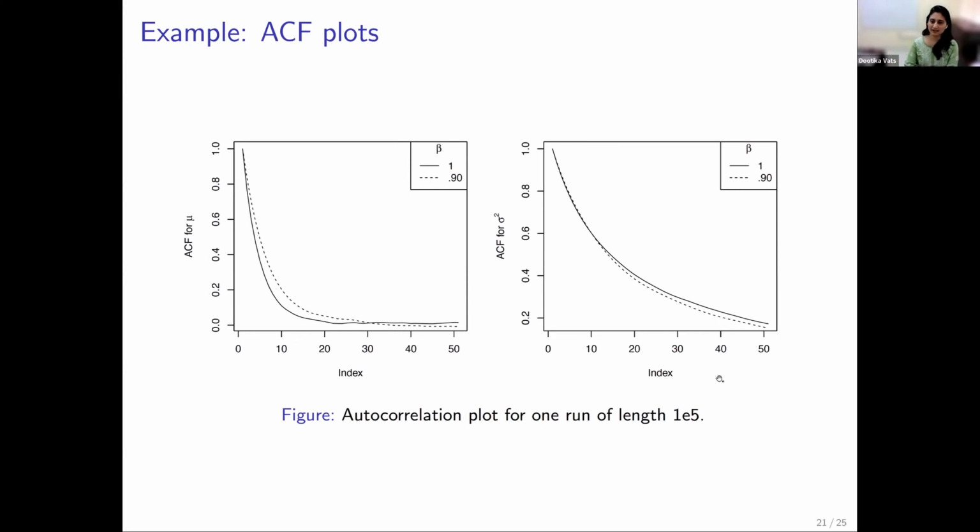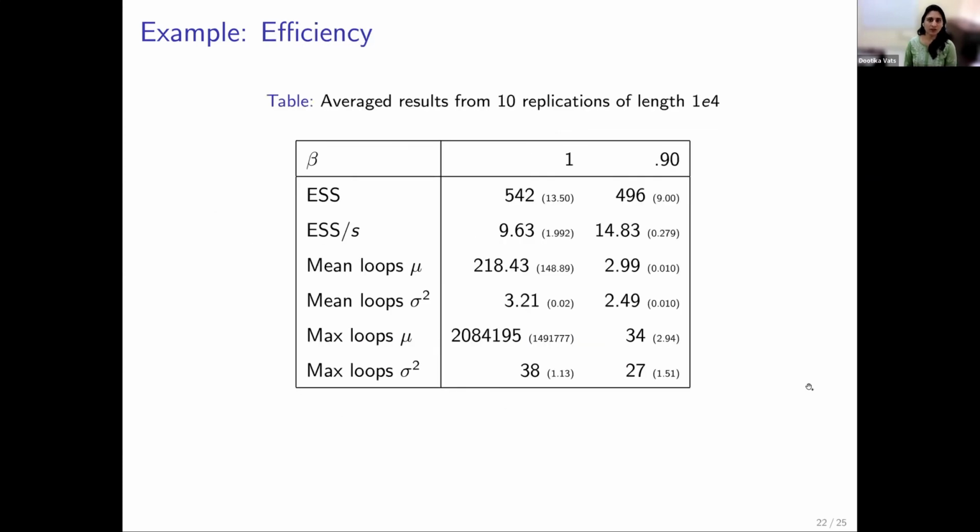So let's look at another analysis of what the waiting times look like. What I show over here are average results from 10 replications of length 1E4, or of length 10,000. I present two values of beta: 1, which is Barker's, and 0.9, which is Portkey. I present effective sample size, which is a way of measuring how many independent samples I have from this algorithm. Markov chain Monte Carlo gives us correlated samples, and so what I want to know is how many independent samples these correlated samples correspond to. The larger the number, the better it is.